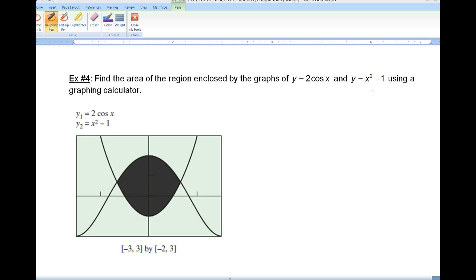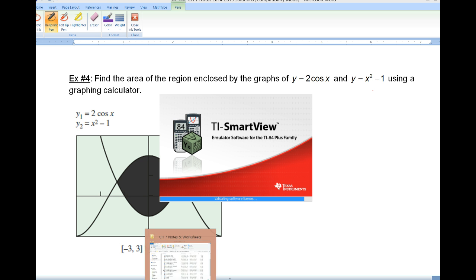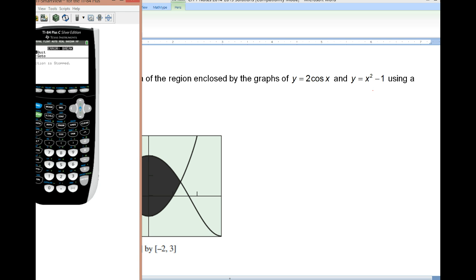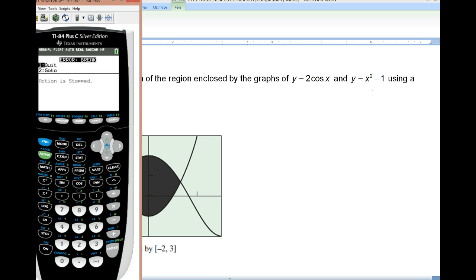So in your y1, go ahead and put 2 cosine x, and then in y2 put x squared minus 1. And make sure that you are in radians, not degrees.